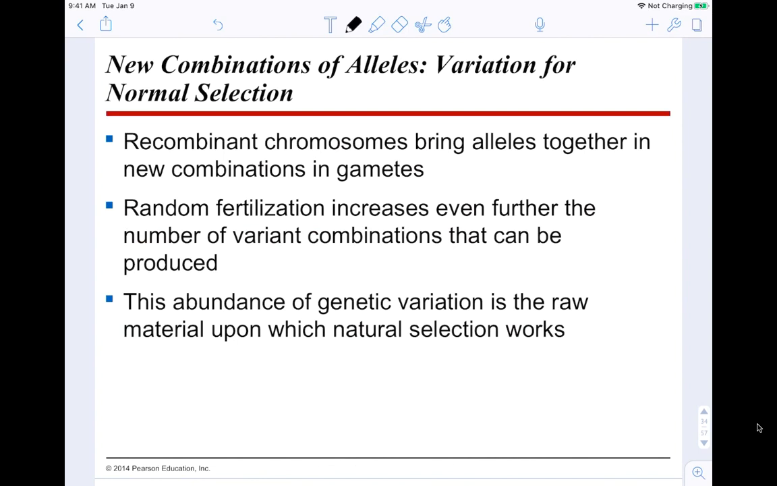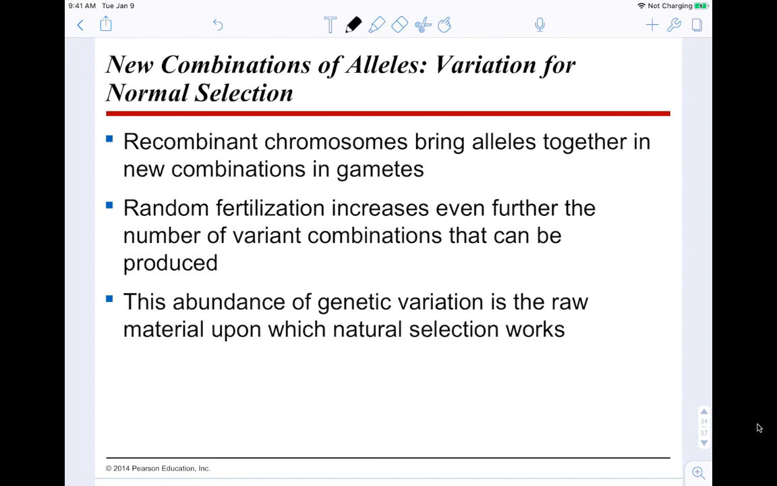So recombinant chromosomes bring alleles together in new combinations in gametes. Random fertilization increases even further the number of variant combinations that can be produced. So you know that there's random fertilization. It's not like this one sperm cell has to attach to this one egg cell. Species-wise, yes. But it's not this one sperm cell of the million that were just deposited that has to go and fertilize this one ovum, right? It doesn't work that way. It's completely random. That's why it's called random fertilization.